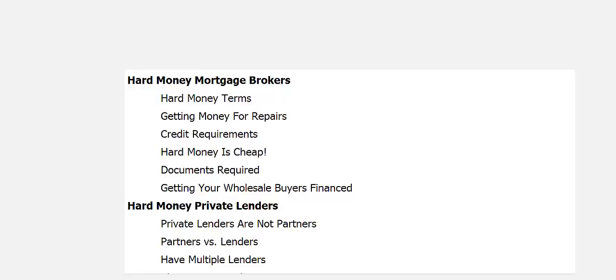Hard money terms. Getting money for repairs. Credit requirement. Hard money is cheap. Documents required for hard money. Getting your wholesale buyers financed.